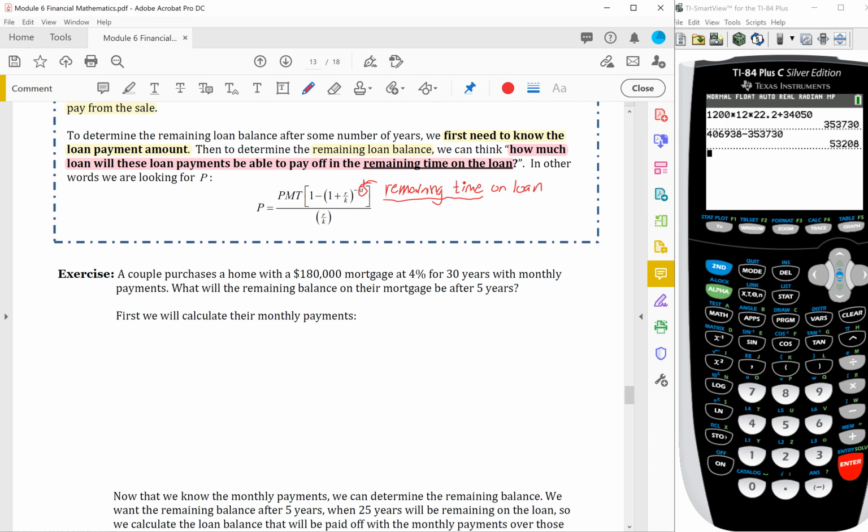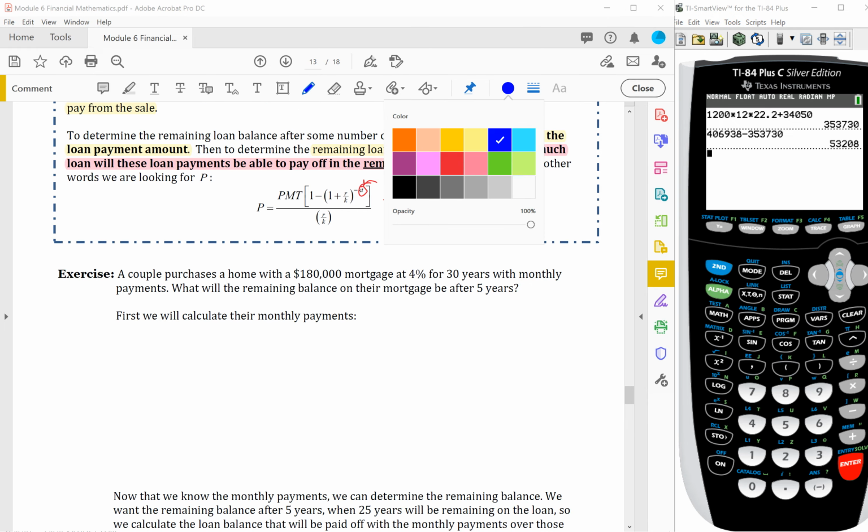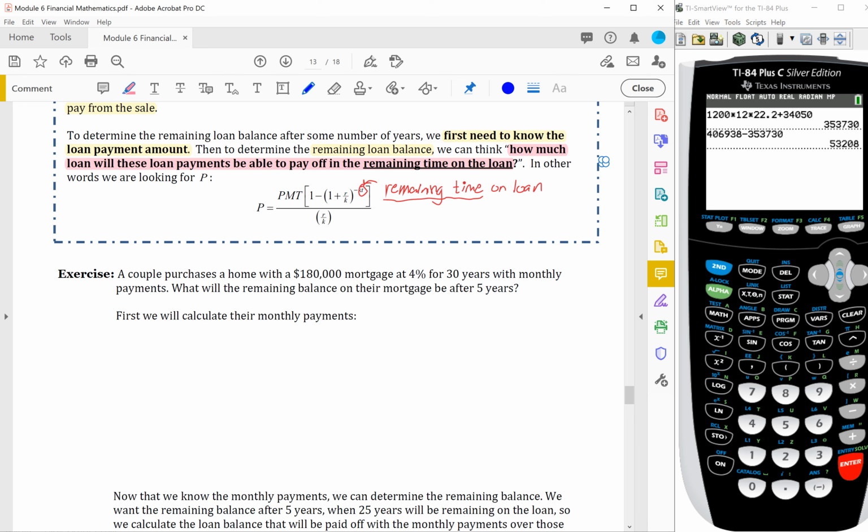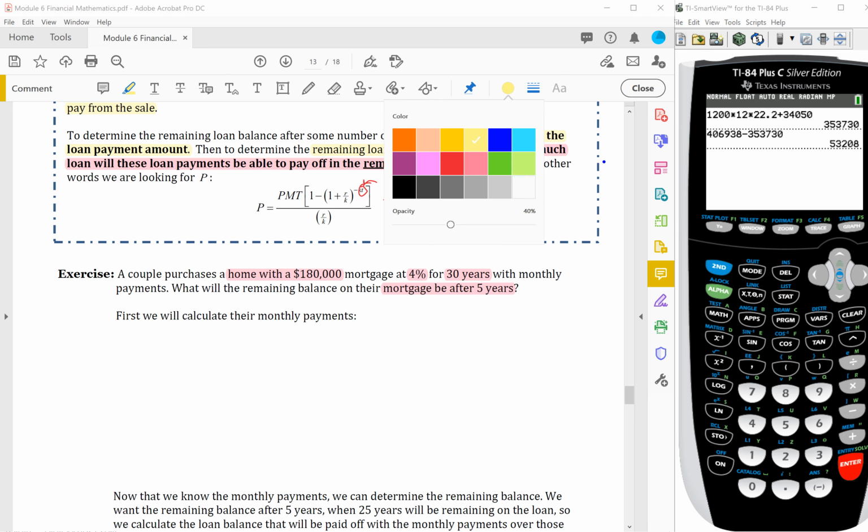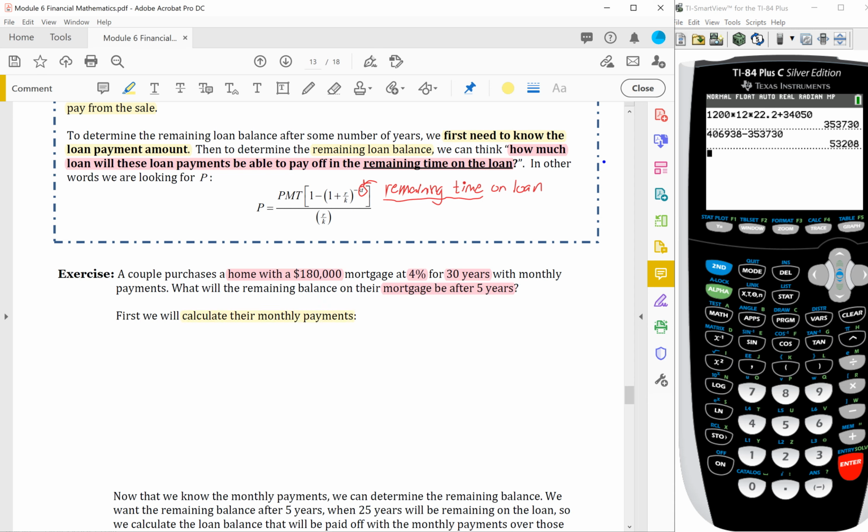Let's look at an example. A couple purchases a home that costs $180,000 at a 4% interest rate for 30 years with monthly payments. What will be the remaining balance on their mortgage after 5 years has passed?